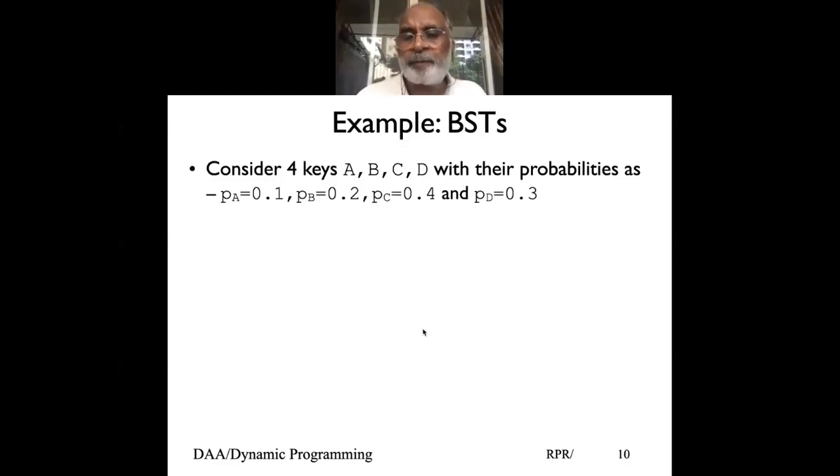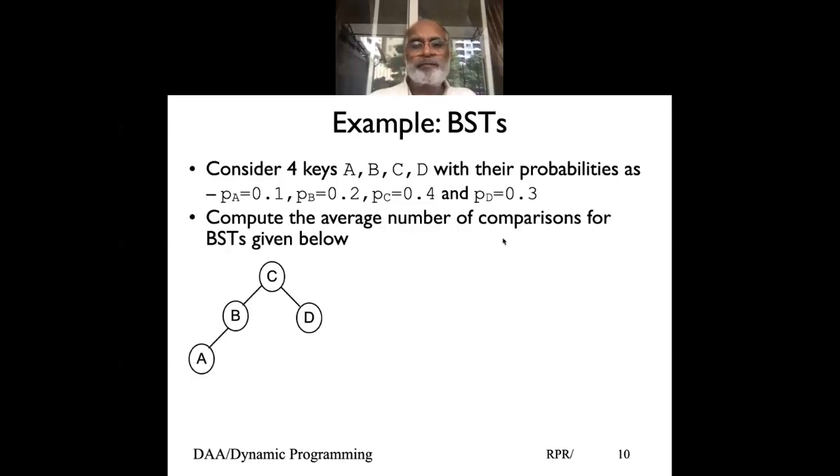Let's take an example. Assume we have four nodes or 4 keys A, B, C, D. Probability of A is 0.1, probability of B is 0.2, probability of C is 0.4, and probability of key D is 0.3. So what is my average search time? So I have got different trees. Let's look at this one variation of tree given like this.